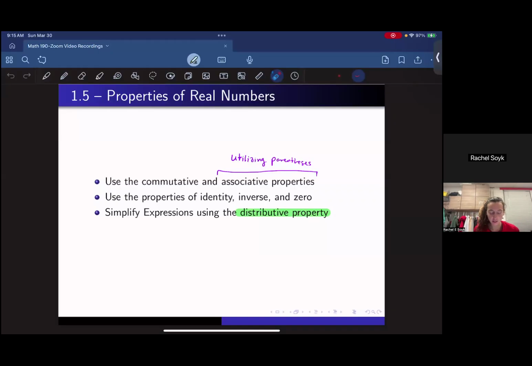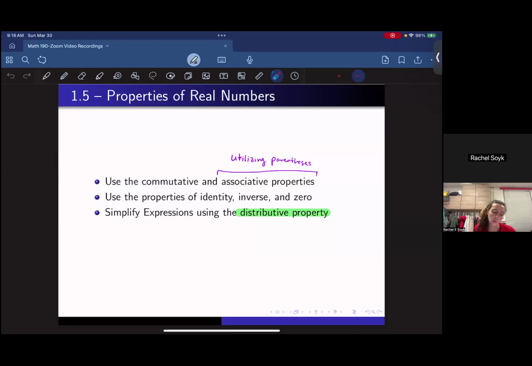Hi, everyone. So today we are going to focus on section 1.5, which is properties of real numbers. Our objectives in this section are being able to use both commutative and associative properties. Commutative is just the ability to move numbers around, and the results being exactly the same.